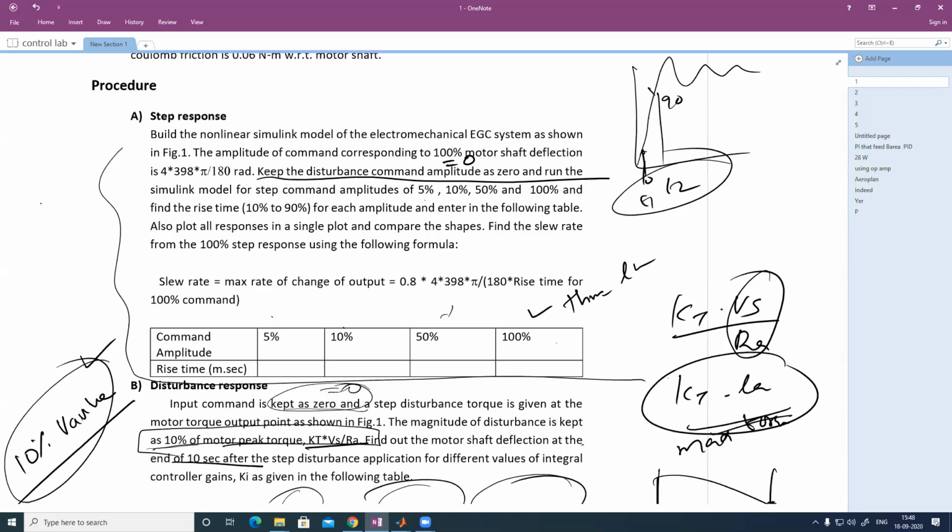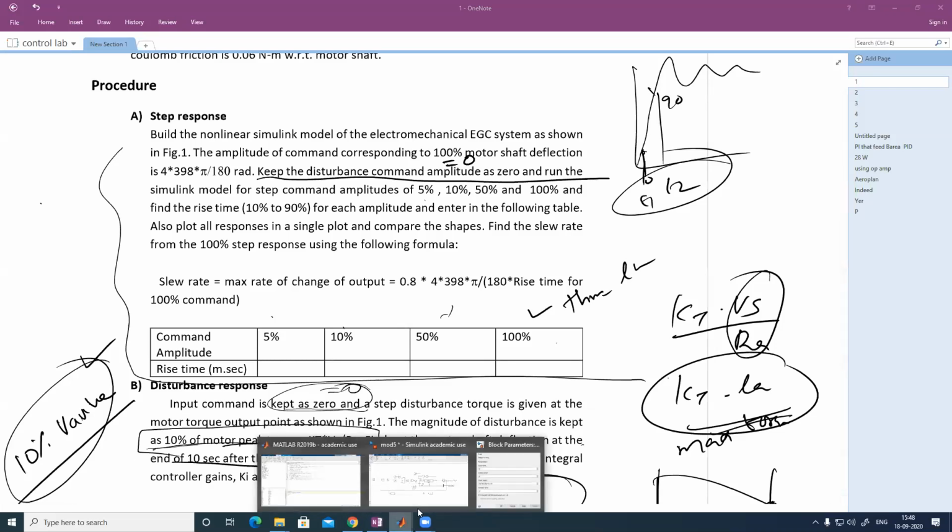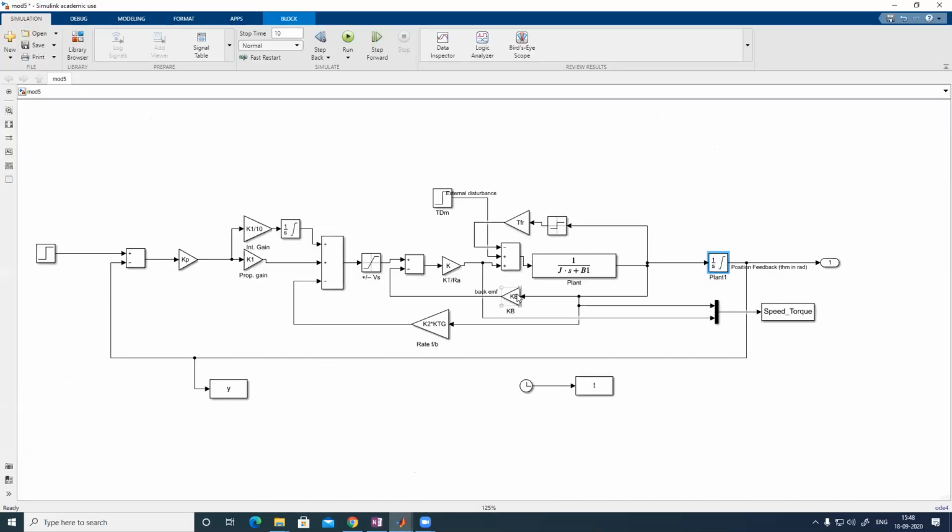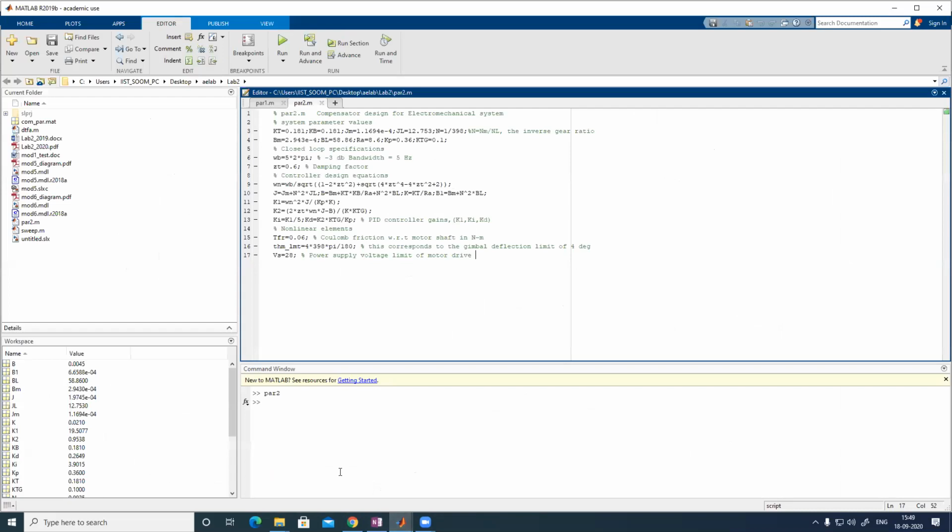Sir, what's KB? KB. This KB. Yes, sir. KB and KT will be equal. It's KT and KB, what you have done from first lab onwards. KB is the back EMF constant, KT is the torque constant. KT and KB will be equal.